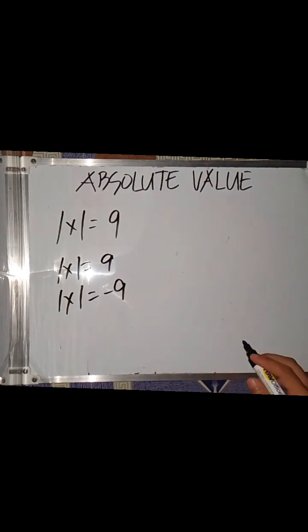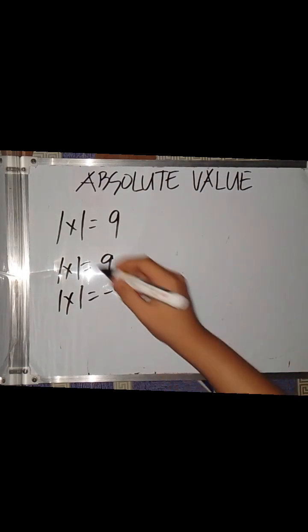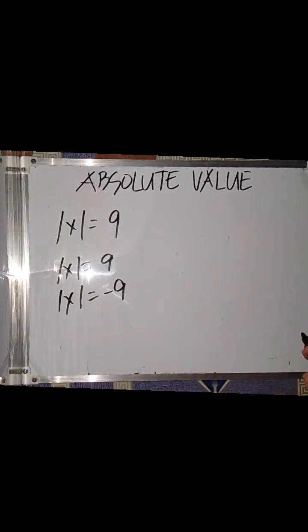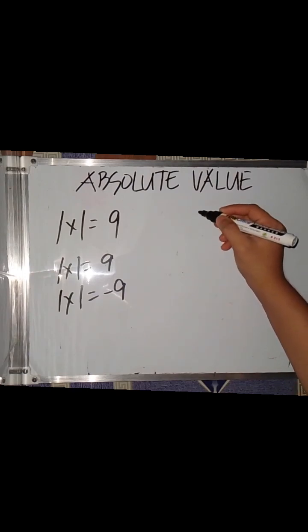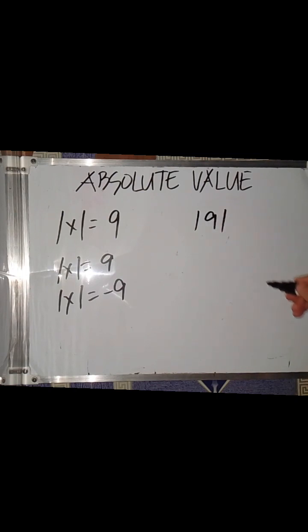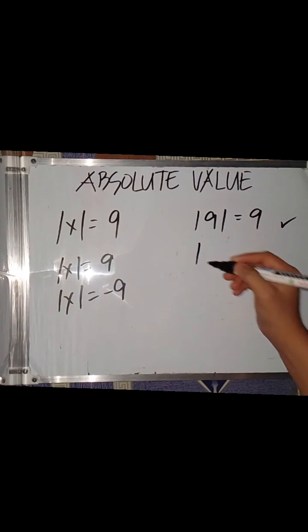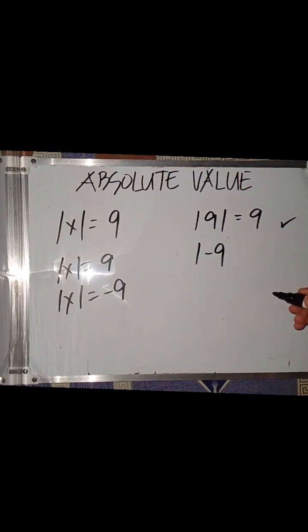Let's plug these numbers into the equation and see if the equation becomes true. First, positive 9: the absolute value of positive 9 is equal to 9, which is true. And the absolute value of negative 9 is also equal to 9, which is true. So both solutions are true.